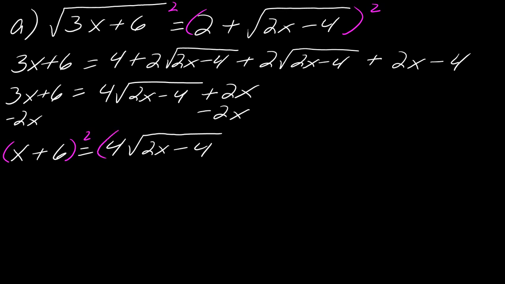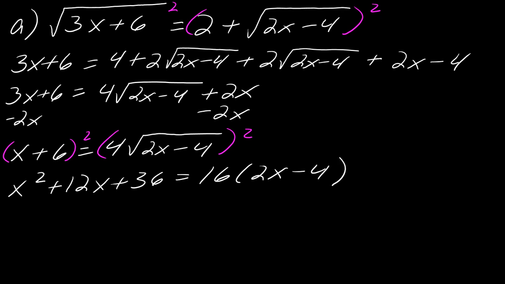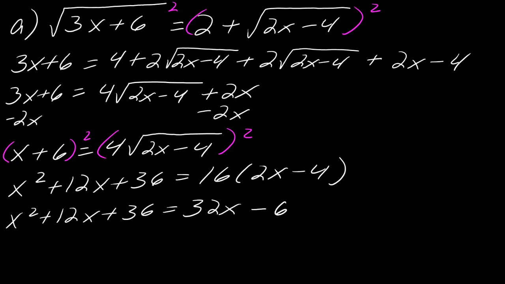Okay, so I want to square this side and I want to square this side. This side will be x squared plus 12x plus 36, and this side will be 16 times 2x minus 4. So I get x squared plus 12x plus 36 equals 32x minus 64. At this point I can see that this is squared, so I'm probably going to have to factor this. If you haven't finished the problem yet, go for it.